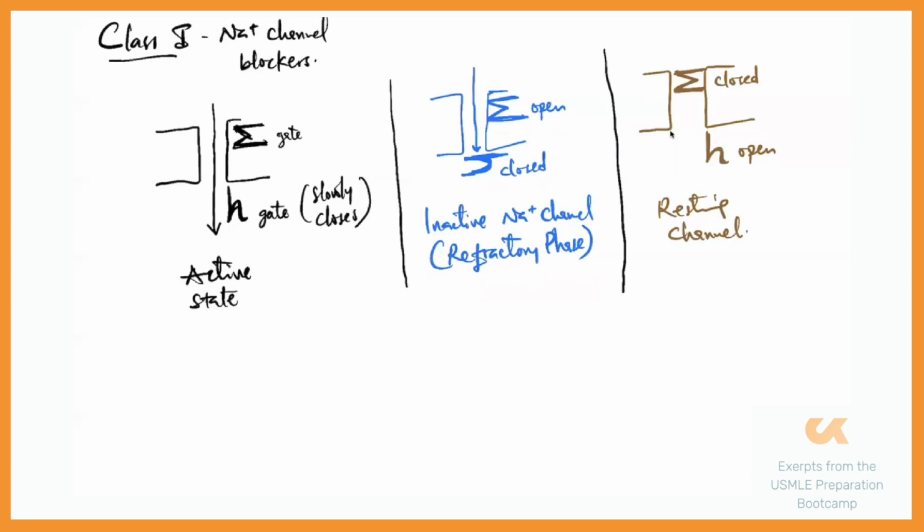They all bind the channel with different levels of affinity. Class 1A medications work on the active sodium channels. Class 1B medications, and we'll see these classes in a bit, work on the inactive sodium channels. And class 1C medications work on the resting channels. Class 1B works on the refractory channels or inactive channels.